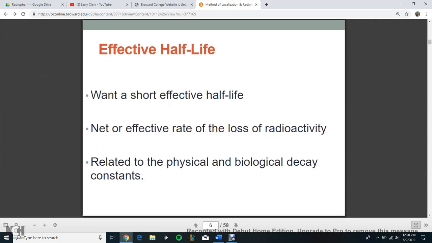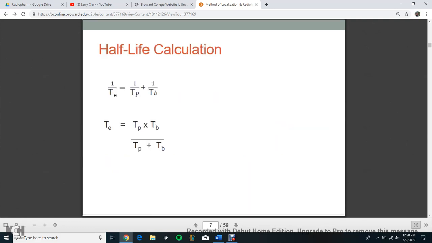Effective half-life. Want a short effective half-life. Net or effective rate of the loss of radioactivity related to the physical and biological decay constants. Half-life calculation: 1 over the effective half-life is equal to 1 over the physical half-life plus 1 over the biological half-life.